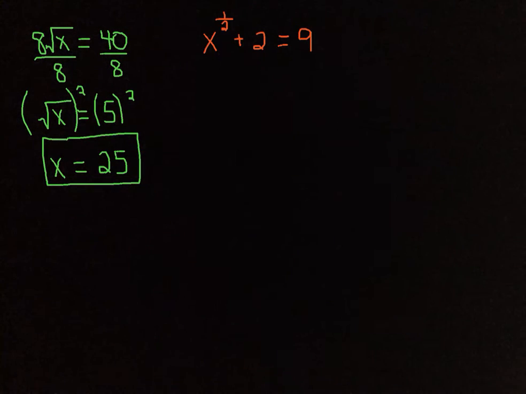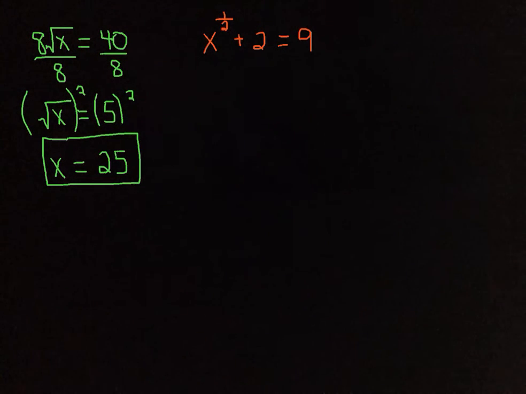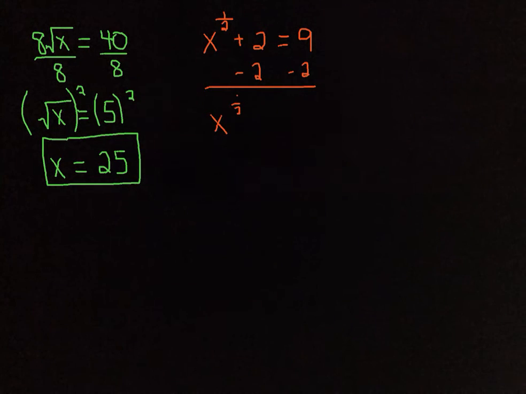Let's take a look at another problem. This is not a radical, but a fractional exponent. So we still want to solve this problem the way that we normally would. We need to get x by itself, so let's subtract 2 from both sides. And that gives us x to the 1/2 power is equal to 7.